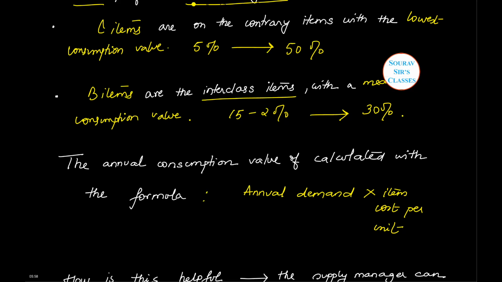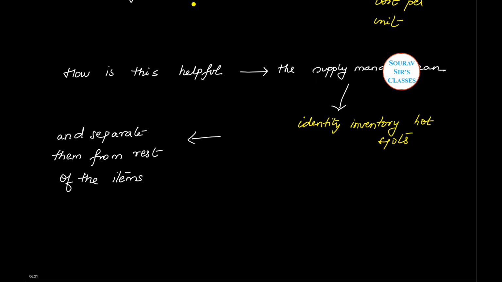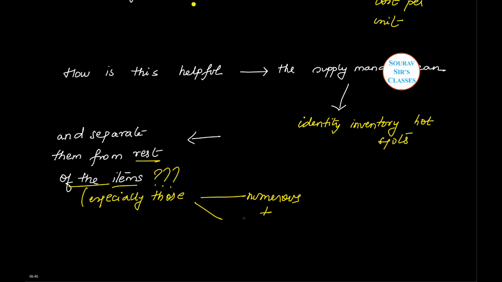Next is how this categorization will help. Through this categorization, the supply managers can identify inventory hotspots. Okay. And this will be helpful to separate the hotspots, those which are in a lot of demand, from the rest of the items. And by the rest of the items, what do I mean? I mean especially those that are numerous, but this is not sufficient. Along with this, they are not that profitable. Okay?